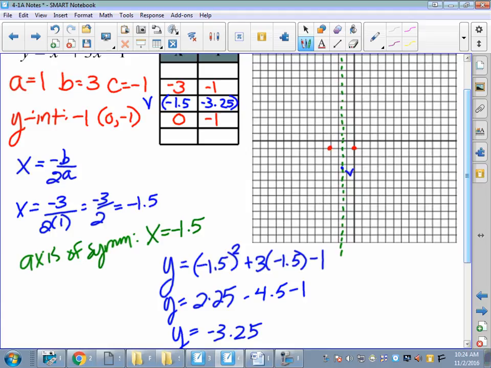And I just need 2 more points. I'm not going to go in between those. I'm actually going to go to +1 and -4. So there's symmetry there. They're both the same distance away from the vertex. I can plug in 1 and I'll get the same answer as if I plugged in -4. So y equals 1 squared plus 3 times 1 minus 1. y equals 1 plus 3 minus 1. y is going to equal 3. So -4 gives me 3, and 1 gives me 3. And I have my 5 points for my parabola.